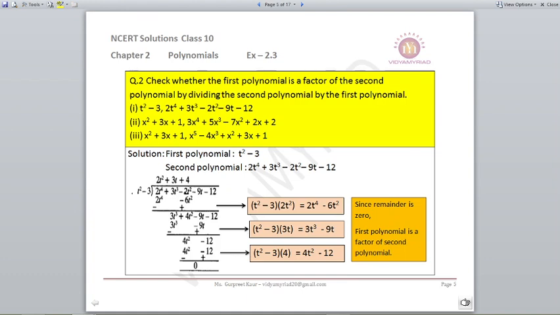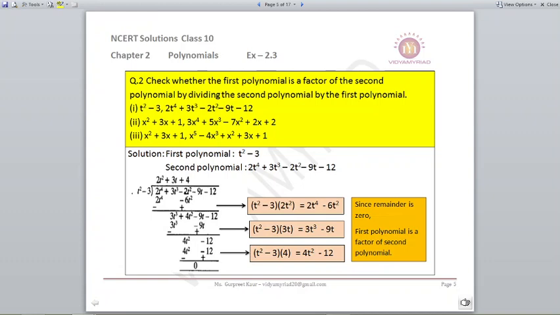Question number 2. Check whether the first polynomial is a factor of the second polynomial by dividing the second polynomial by the first polynomial. Here we are given two polynomials and we need to divide and see whether the first polynomial is a factor or not. It will be a factor only when your remainder comes out to be 0, otherwise it is not a factor.